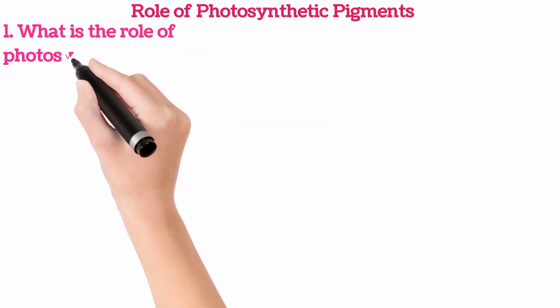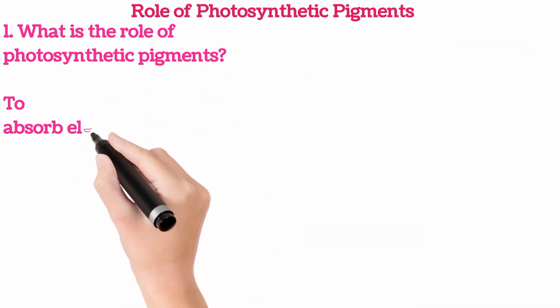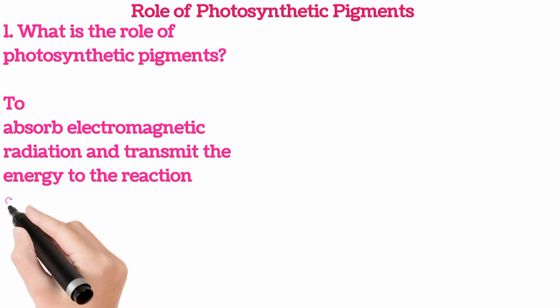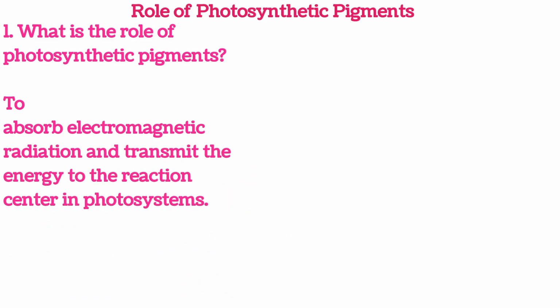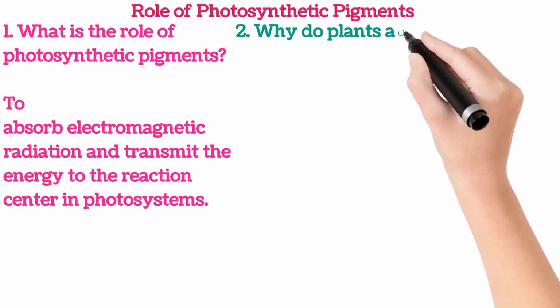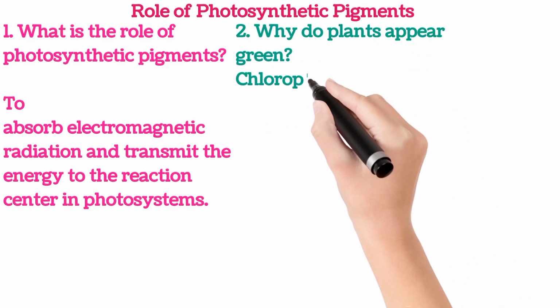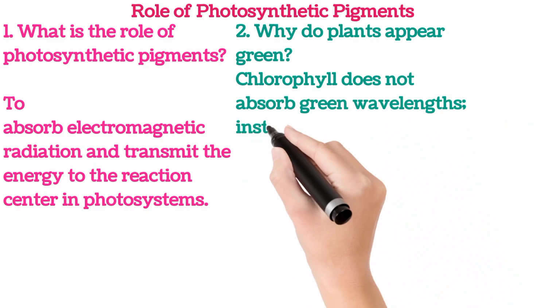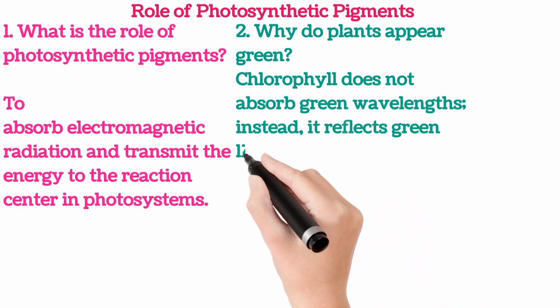1. What is the role of photosynthetic pigments? To absorb electromagnetic radiation and transmit the energy to the reaction center in photosystems. 2. Why do plants appear green? Chlorophyll does not absorb green wavelengths; instead, it reflects green light.